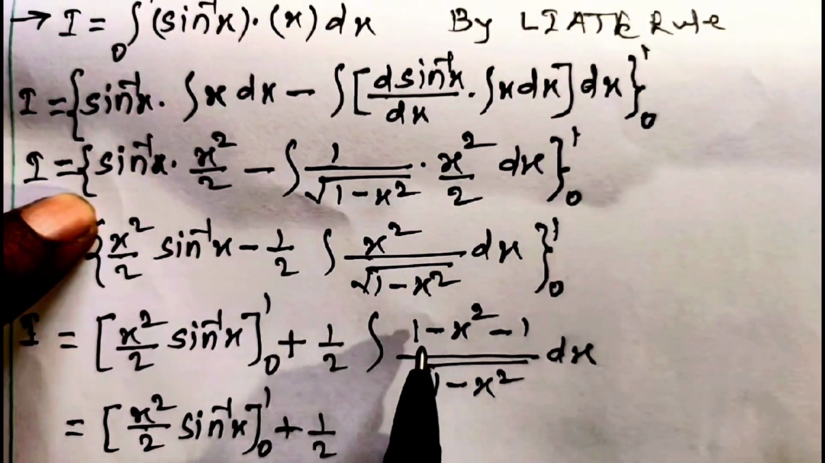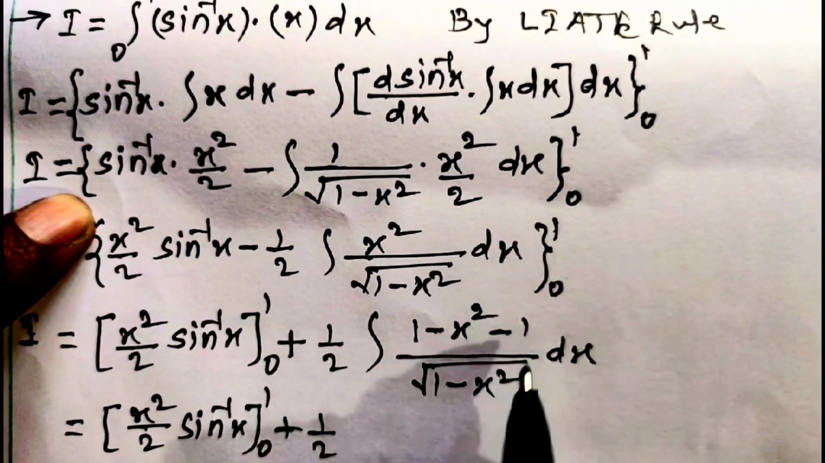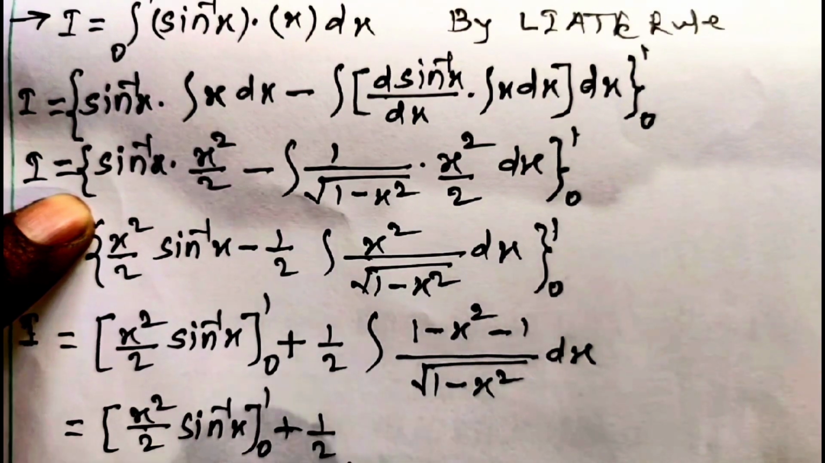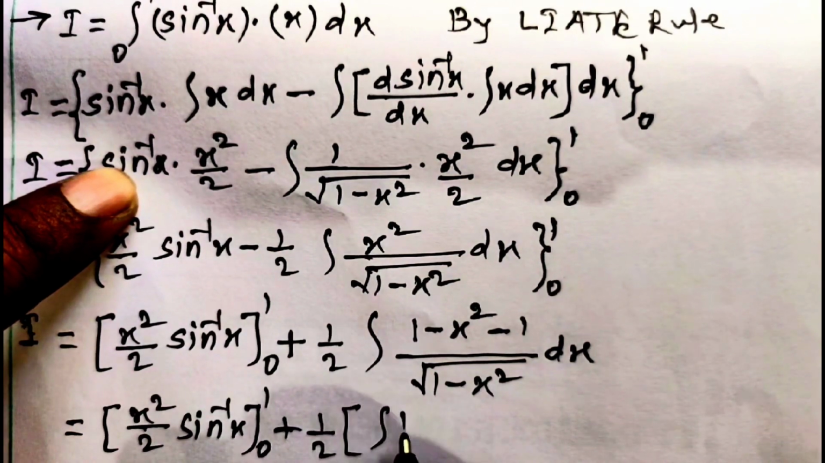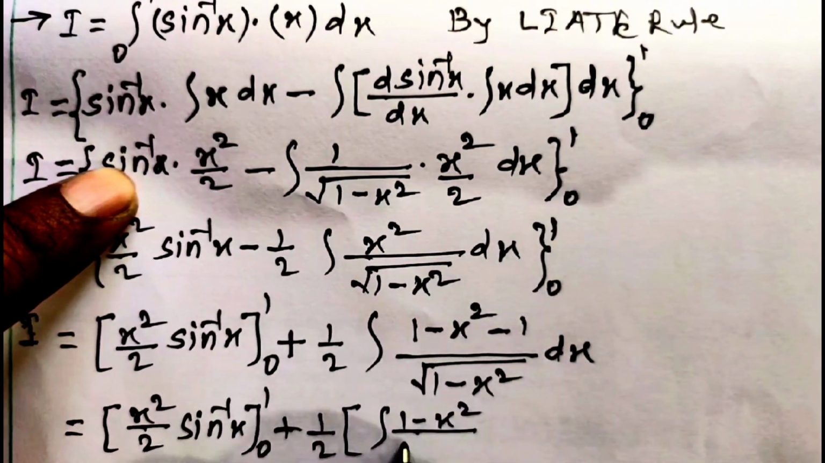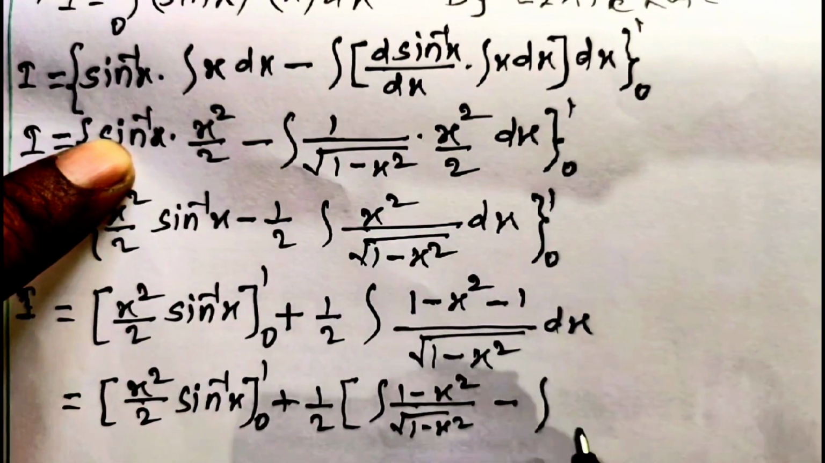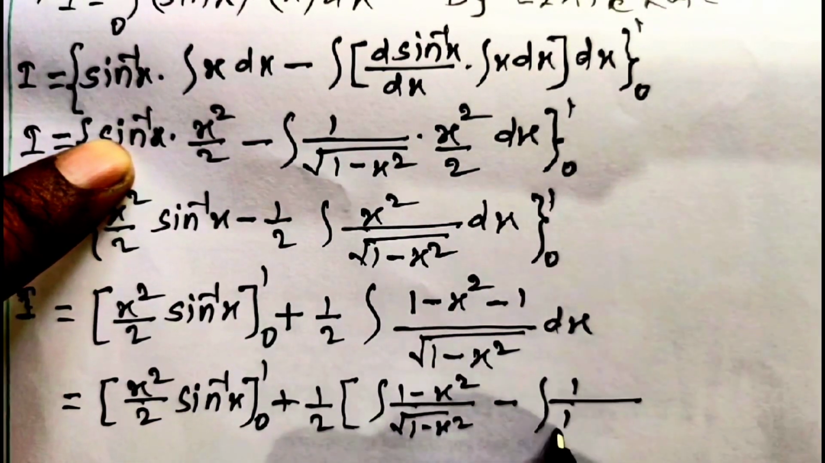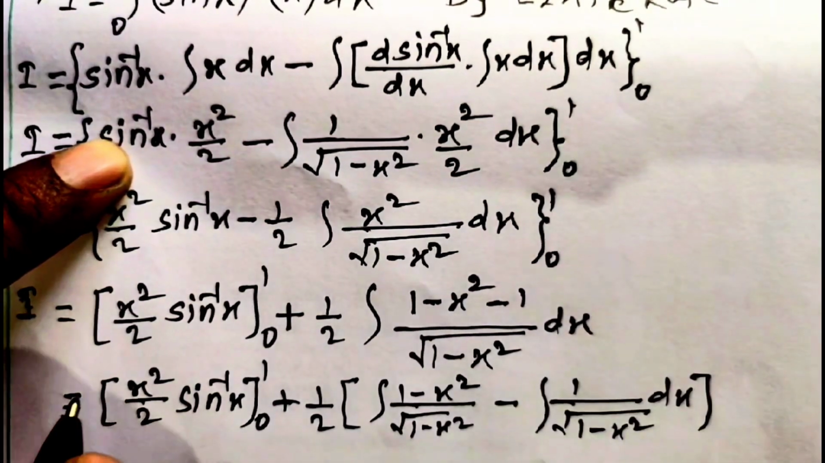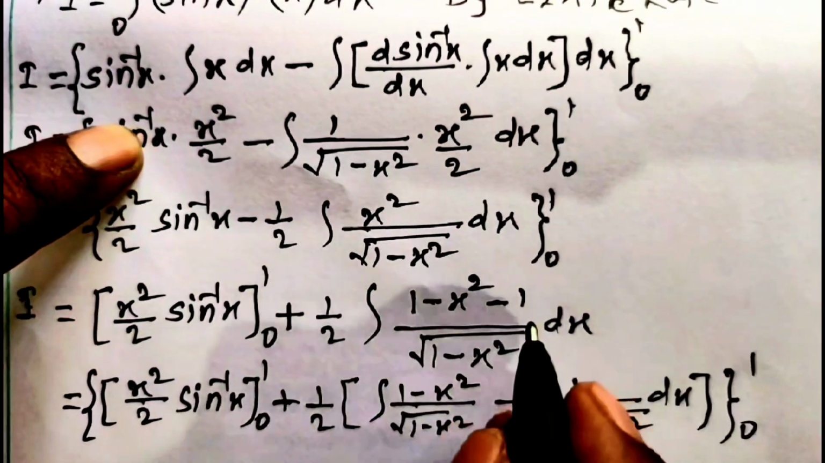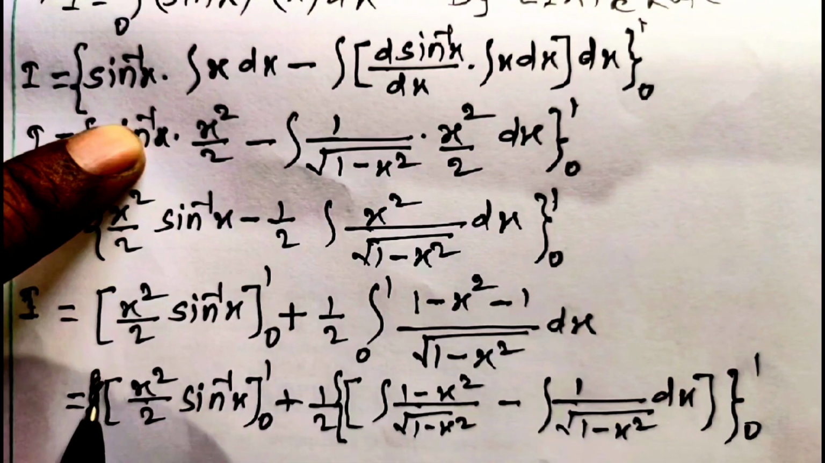This becomes 1 minus x square upon square root of 1 minus x square. We will separate this, and then minus 1 upon square root of 1 minus x square. We will separate this. So first integral from 1 minus x square upon square root of 1 minus x square, then minus integral of 1 upon square root of 1 minus x square dx, and limits from 0 to 1. Here also limits from 0 to 1. For this only, not this.